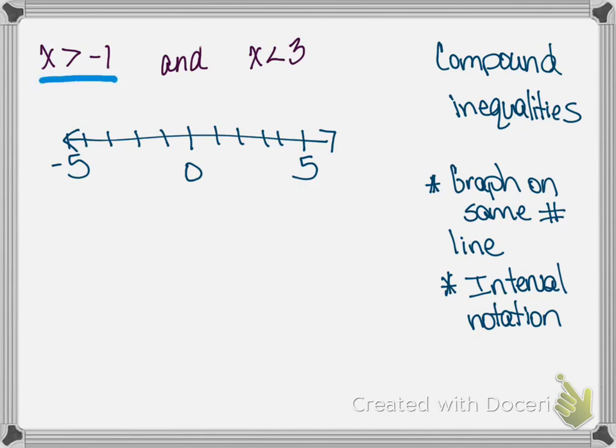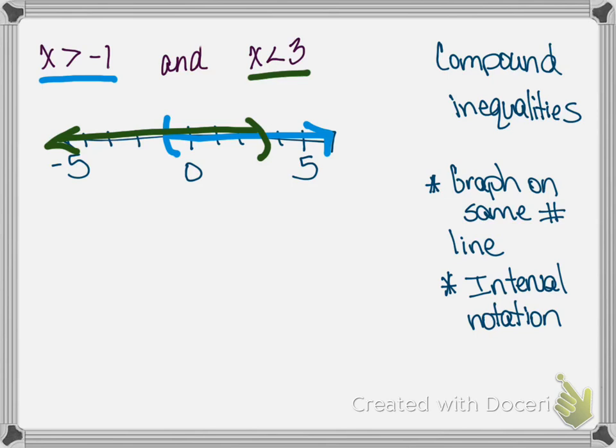Here I've got x is greater than negative 1. So the greater than means that I'm going to have a parenthesis at negative 1. And then I am going to positive infinity. Okay? Now I am going to graph x is less than 3. So I am going to have a parenthesis at 3. And I am going towards negative infinity.